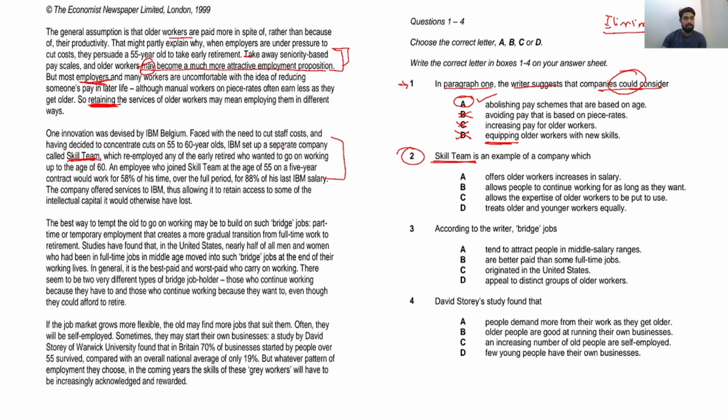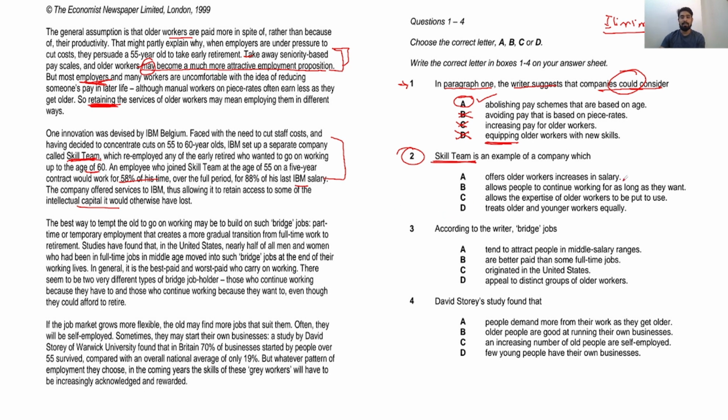Okay, so IBM set up a separate company called skill team which re-employed any of the early retired who wanted to go on working up to the age of 60. Okay, an employee who joined skill team at the age of 55 on a 5-year contract would work for 58% of his time over the full period for 88% of IBM salary. Okay, the company offered service to IBM, thus allowing it to retain access to some of the intellectual capital it would otherwise have lost. Okay, they are talking about how much time they can work, how much salary would be paid, and the age of working, everything. So we'll see the options now.